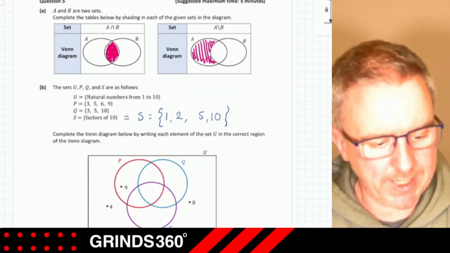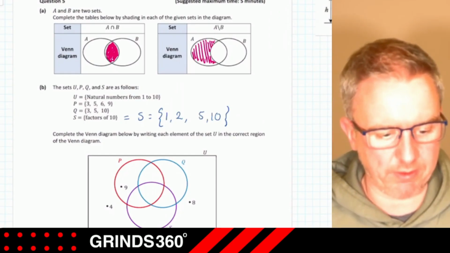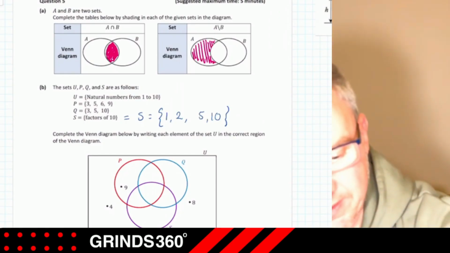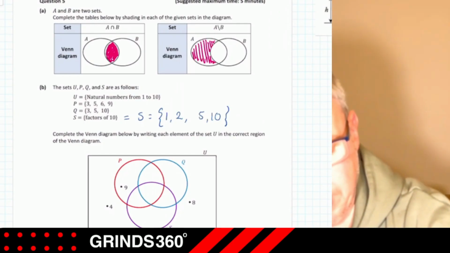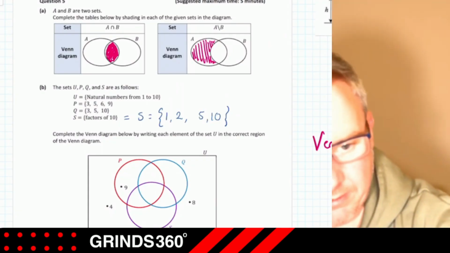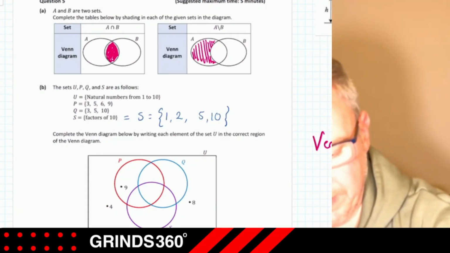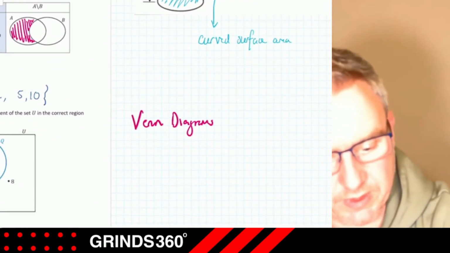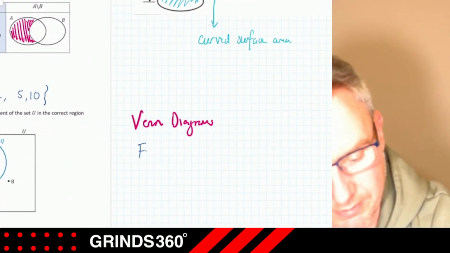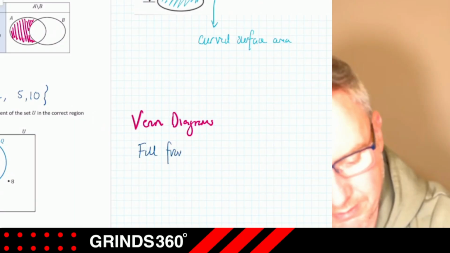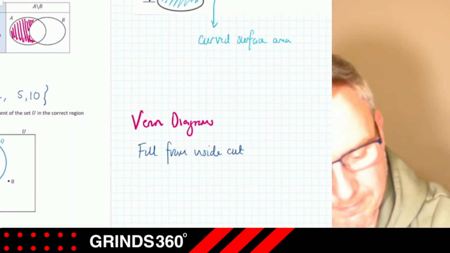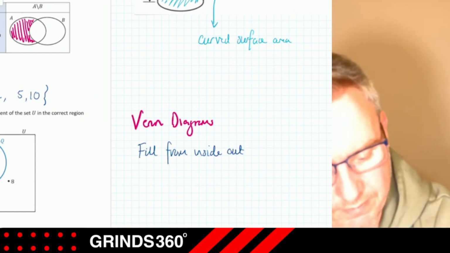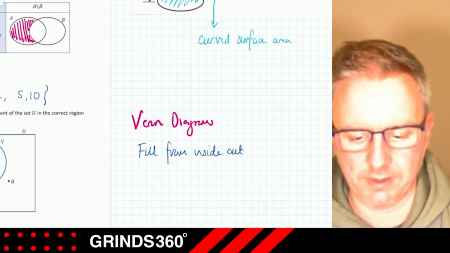So next little part on this, complete the Venn diagram. My advice on this for any of these Venn diagrams, I'll move this onto the screen for you now. So with the Venn diagrams, you fill from the inside out. So you always go from the inside out, all right?